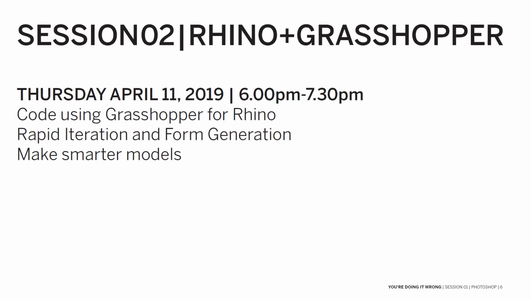The goal of this session is to be both an introduction to Rhino and an introduction to Grasshopper, since a lot of the people watching this right now have never used Rhino before. And if you've never used Rhino before, you've definitely never used Grasshopper before, because Grasshopper is a plugin for Rhino. So with this session, it's going to be an intro to both Rhino and Grasshopper. And we're going to be talking about rapid iteration, form generation, and making smarter models.